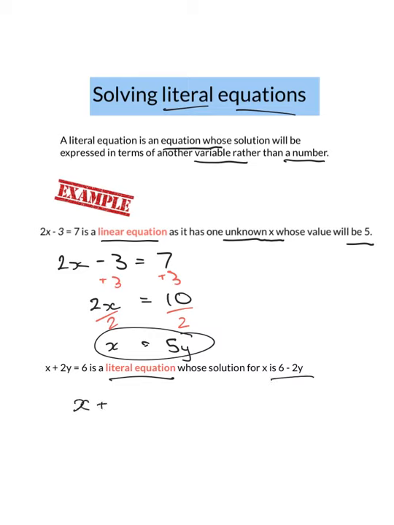x plus 2y equals 6. We want to get x on its own. So we are going to simply subtract 2y from each side. And we get x equals 6 minus 2y. So this is a literal equation because x is equal to 6 minus 2y. It doesn't just give us a number value, it gives us a variable as well. We've got the y on the other side, so that is why that is a literal equation.